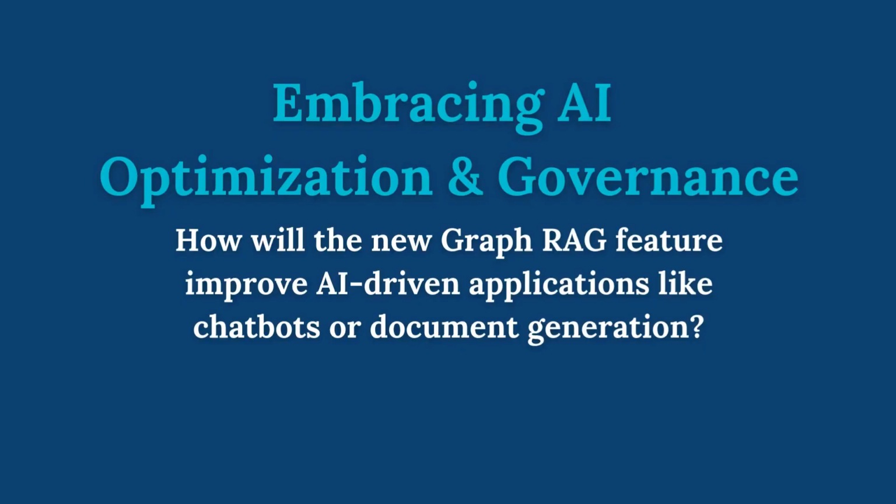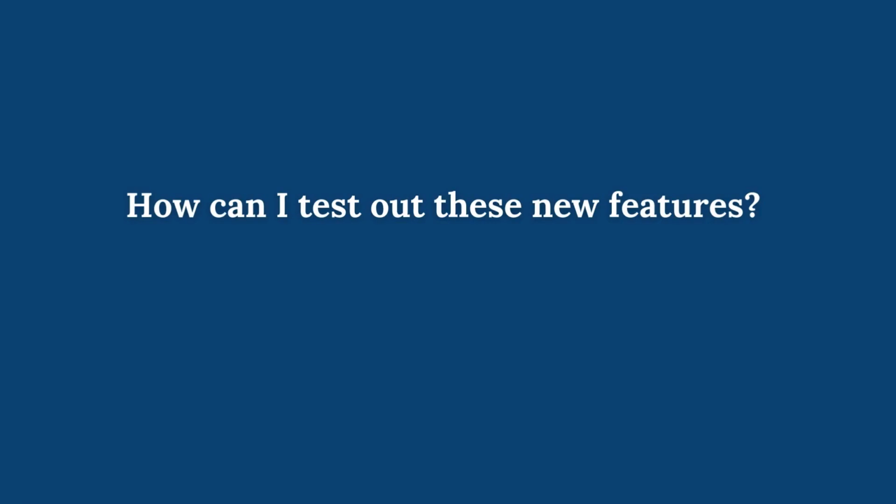How will the new GraphRAG feature improve AI-driven applications like chatbots or document generation? So Edge now has a vector database as part of its infrastructure, or an optional part of its infrastructure. And so as of Edge 8.2, users can query both the vector database and the knowledge graph with the same SPARQL query. So this means you can send a natural language phrase to the vector database, but filter the results using the knowledge graph. And this is the first step towards building advanced recommendation engines, GraphRAG applications like chatbots, and even document generation tools.